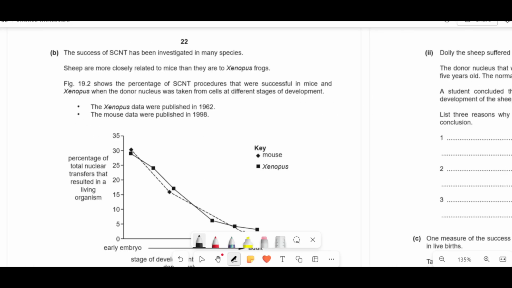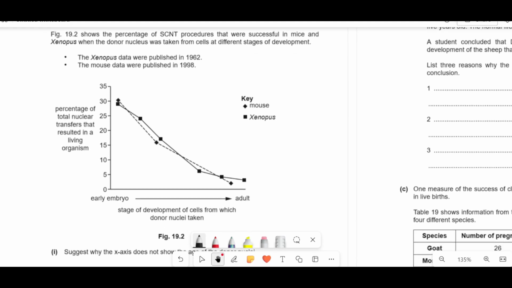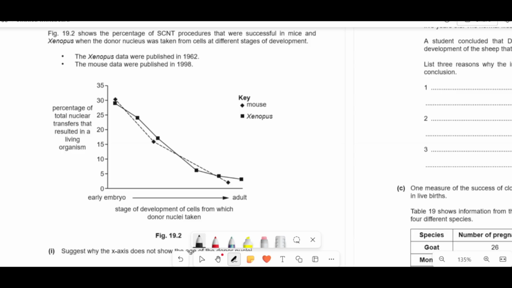Now it says the success of SCNT has been investigated in many species. Sheep are more closely related to mice than they are to Xenopus frogs. Figure 19.2 shows the percentage of SCNT procedures that were successful in mice and Xenopus when the donor nucleus was taken from cells at different stages of development. The Xenopus data was from 1962, and the mouse data was from 1998. So we've got an early embryo, and we're looking at how it changes over time as it becomes an adult, and the stage of development of cells from which the nuclei were taken. They took them from adults here, and from early embryos and in-betweens, and the graph shows the percentage of total nuclear transfers that resulted in a living organism, with mouse here, and then Xenopus.